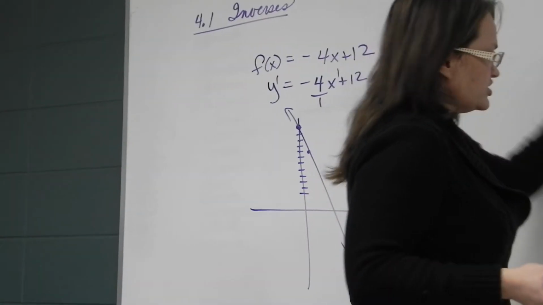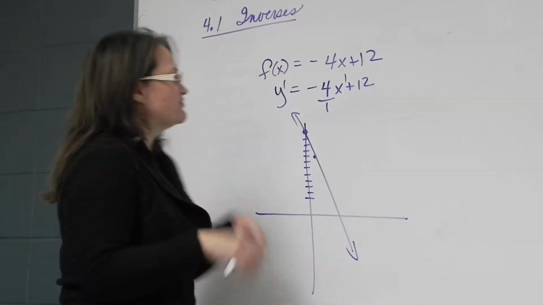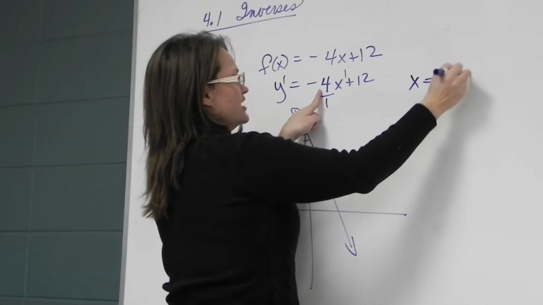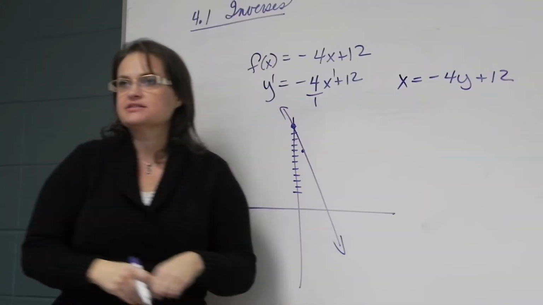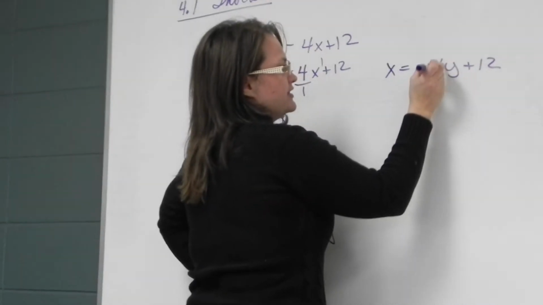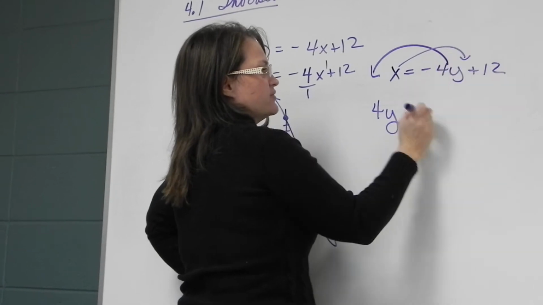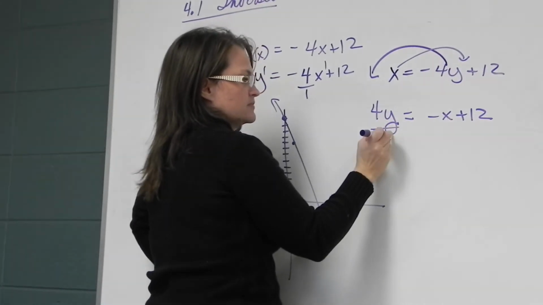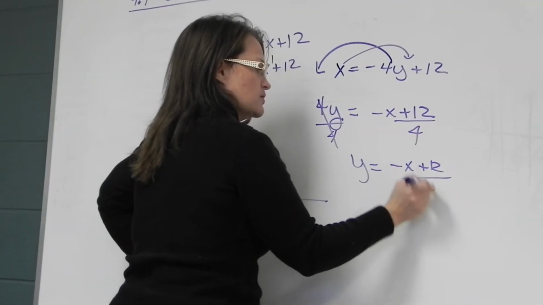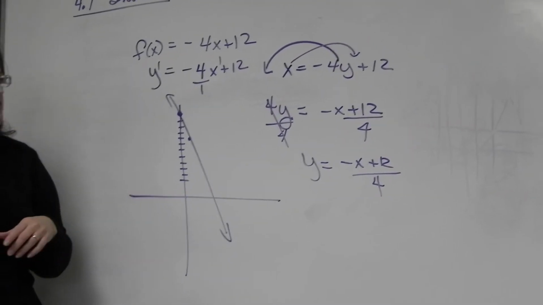The inverse switches, that's the proper way to say it, it switches the x and y's around backwards. So to find the inverse equation of this function, I would say x equals negative 4y plus 12 and solve it for the new y variable. So again, interchange the x and y, and then resolve it. So I'm going to bring the 4y across the line, the x to the other side, solve it for the new y variable, and that is the inverse equation of this original function.